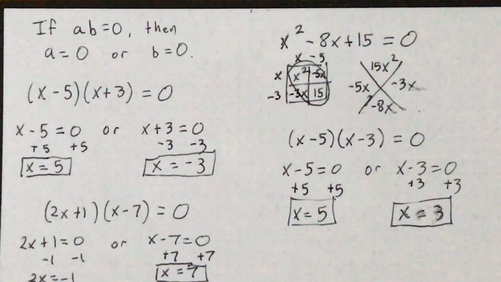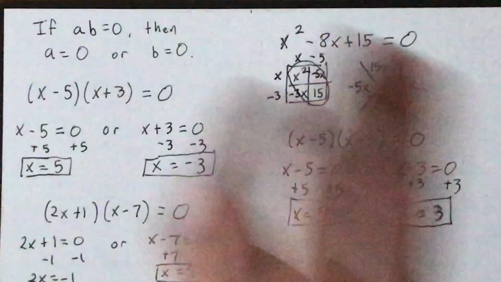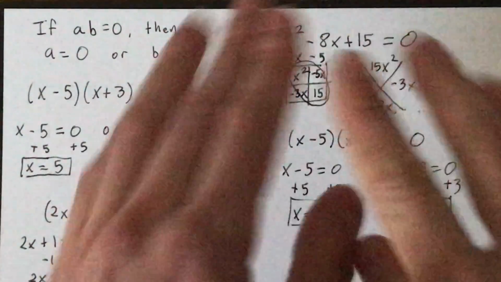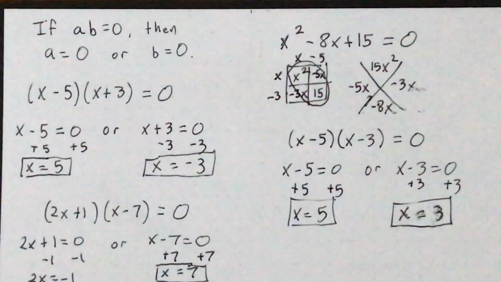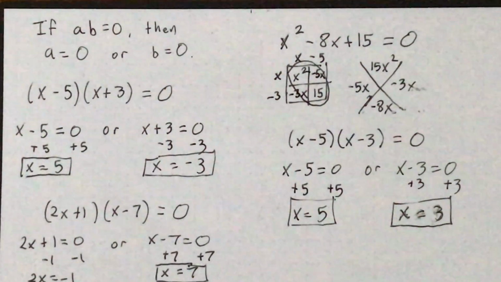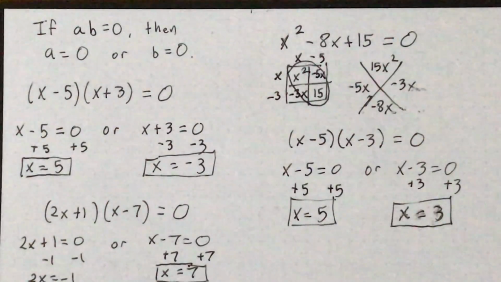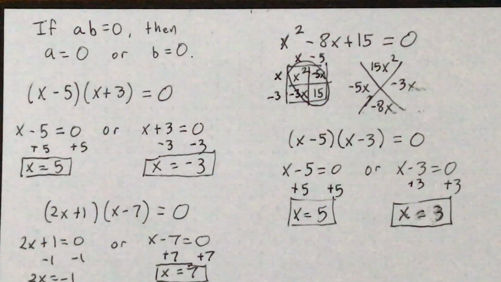So that's how we can solve it using the zero product property, and if it's in this form, you can factor and turn it into this instead. So this is how we do some problems. Hope this helps you with doing your problems for this week.